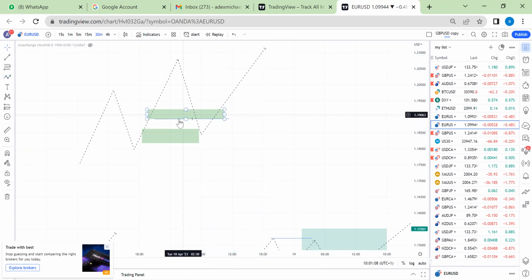This is also a form of liquidity, because people's stop losses are below this order block, and that will fuel price into this.